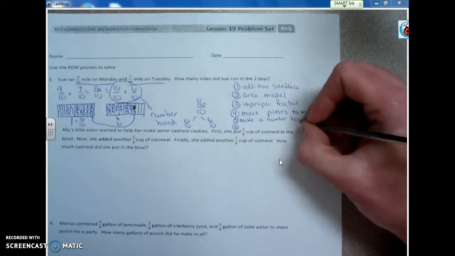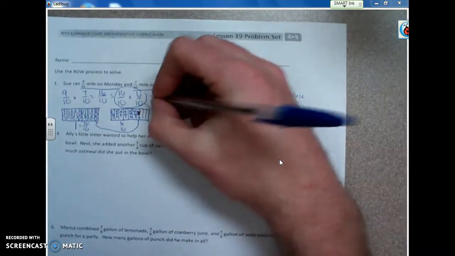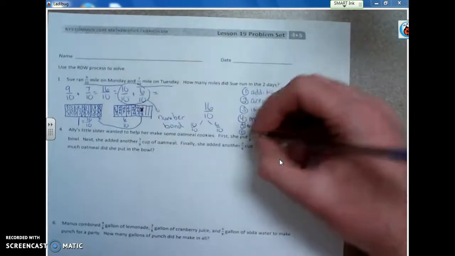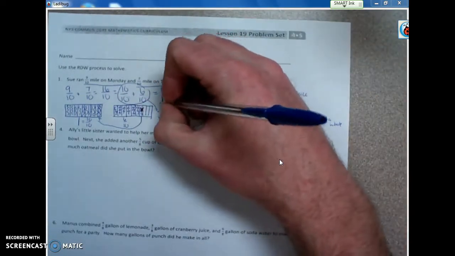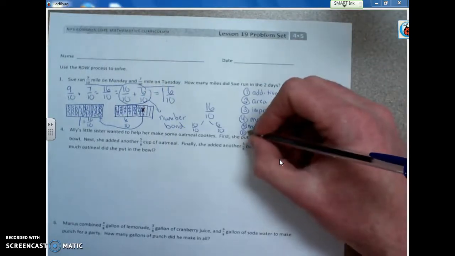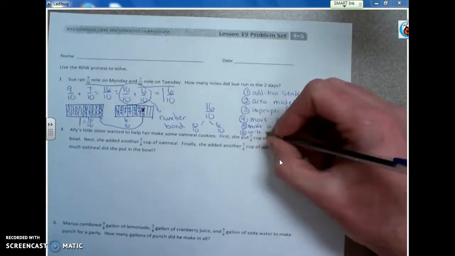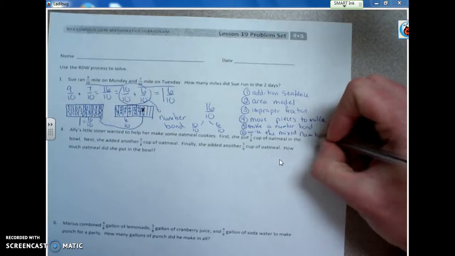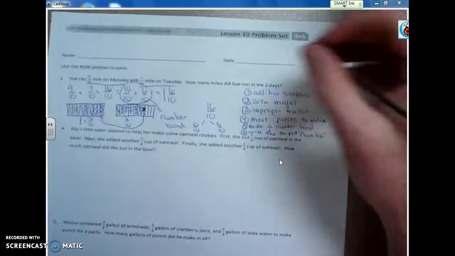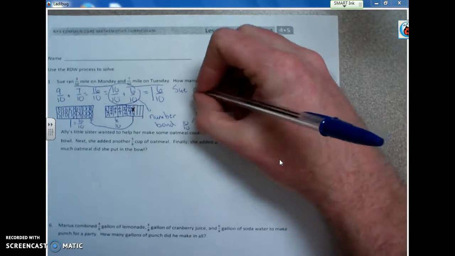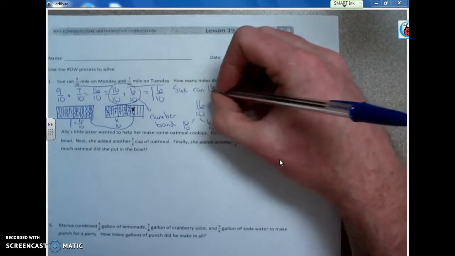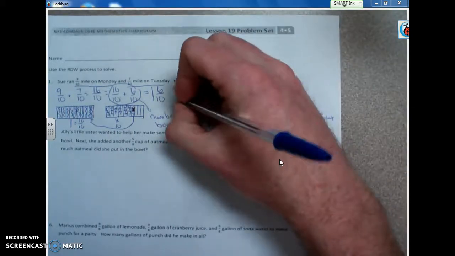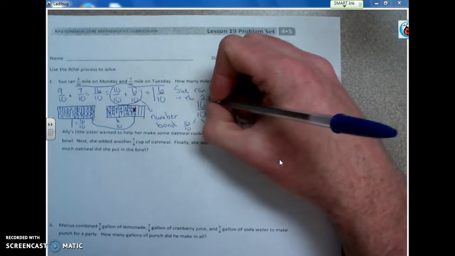So my 5th step is to make a number bond. And my last step, now that I have this number bond, I can see this is 1 whole, 10/10, and this is 6/10. So my last step is to write my mixed number, 1 and 6/10. So the answer to my problem is Sue ran 1 and 6/10 miles in the 2 days.